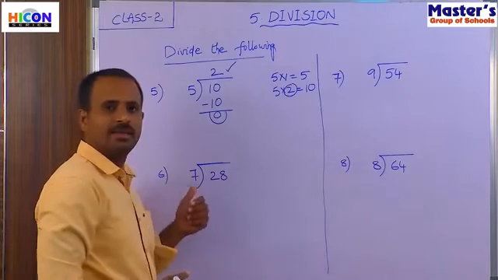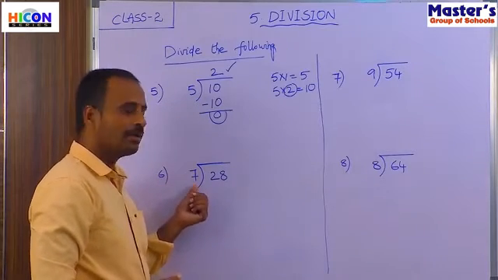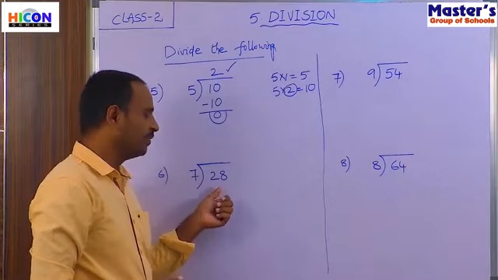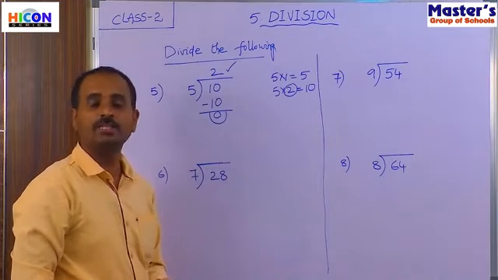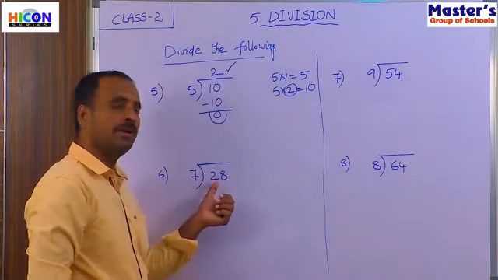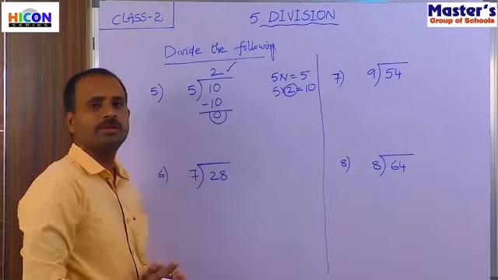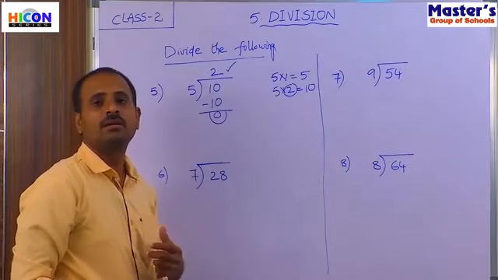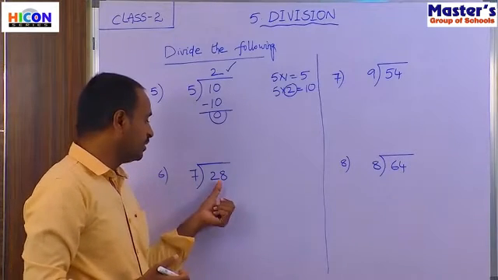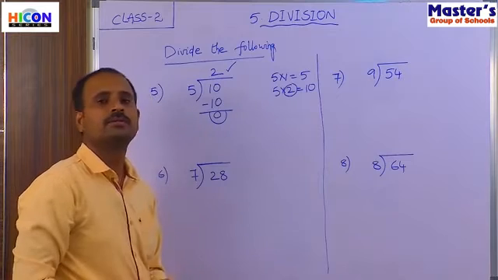See the sixth problem. What is the divisor here? The divisor is 7. What is the dividend here? The dividend is 28. That means we have to divide the number 28 by 7. First recall, when does the number 28 come in the 7th table?